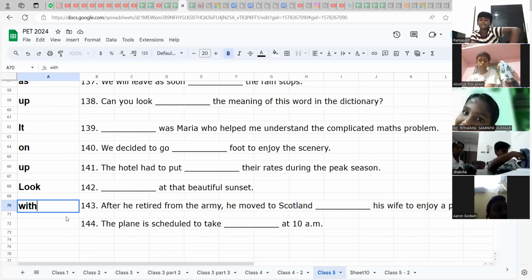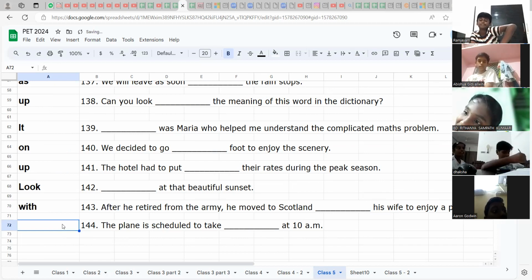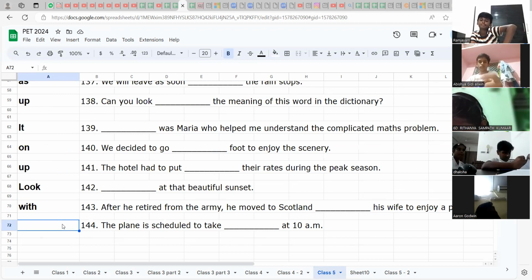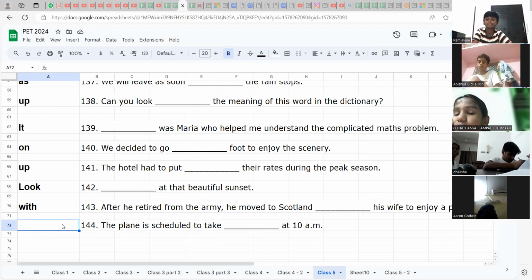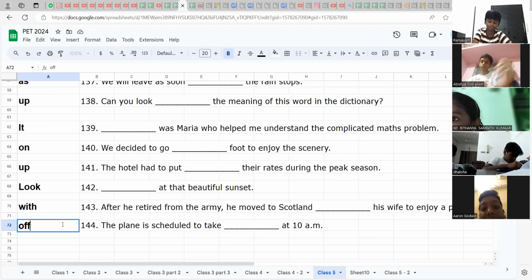Question 144: The plane is scheduled to take dash at the 10 a.m. The plane is scheduled to take off. Spelling. Take off, O-F-F. Not a singular.